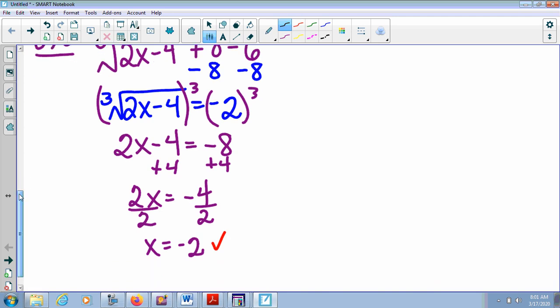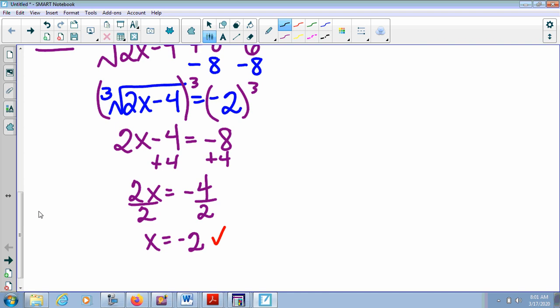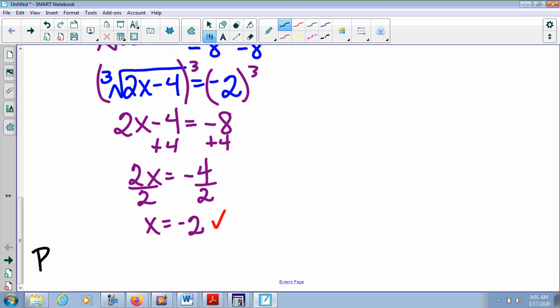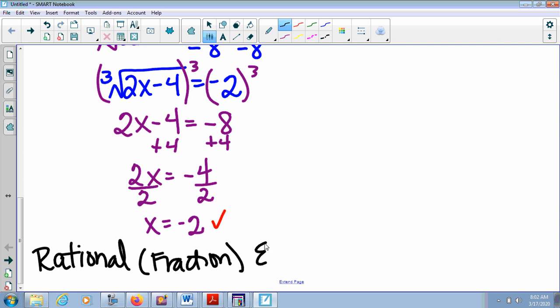Okay, so that's if you have roots. Sometimes, though, you will have fraction exponents in a problem, and we need to solve those. So we will do that. These fraction exponents, the fancy word for them is rational exponents. Rational exponents and how to solve those problems. I'll put fraction in parentheses so you can see it.